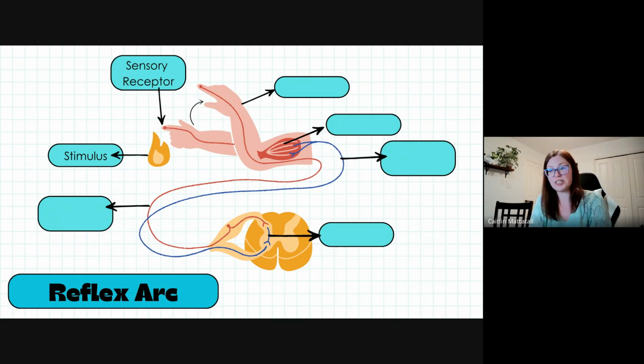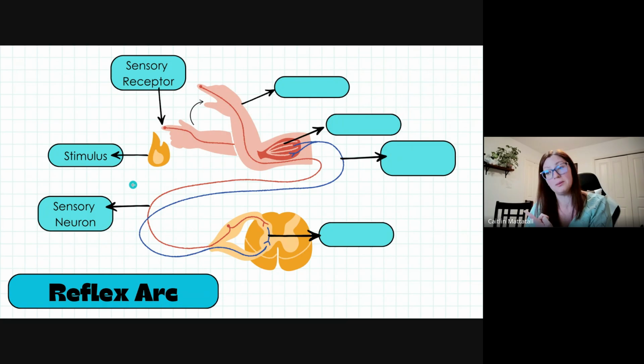And we'll be getting into more detail on different types of sensory receptors. In this case, it's a temperature receptor that's saying, this is really hot. Why are you touching fire? The sensory receptor is going to stimulate the sensory neuron, which in this case is colored in red on the diagram. So the stimulus to the sensory receptor says, hey, sensory neuron, this is hot.